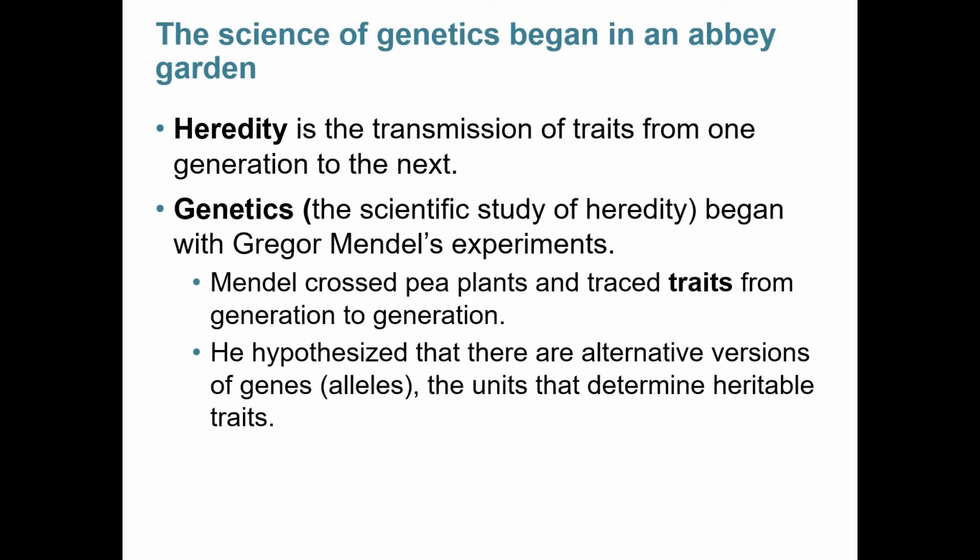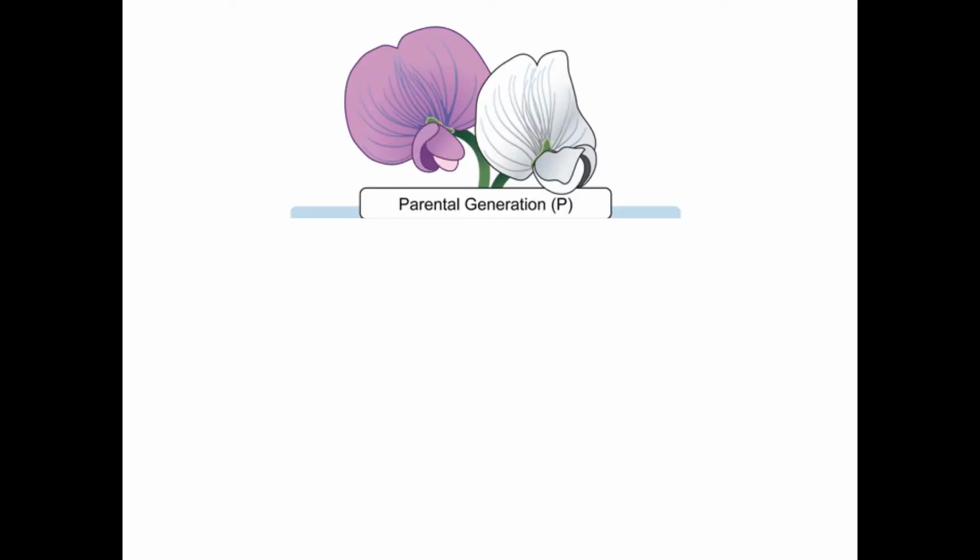He hypothesized that there were alternate versions of traits, or genes, and he called these alleles. Then that they determined whether or not something was heritable and how. The basic setup of a genetic experiment is as follows. You start with two parents. In this case, we have a purple pea plant and a white pea plant. This is called the parental generation, or filial generation 0.